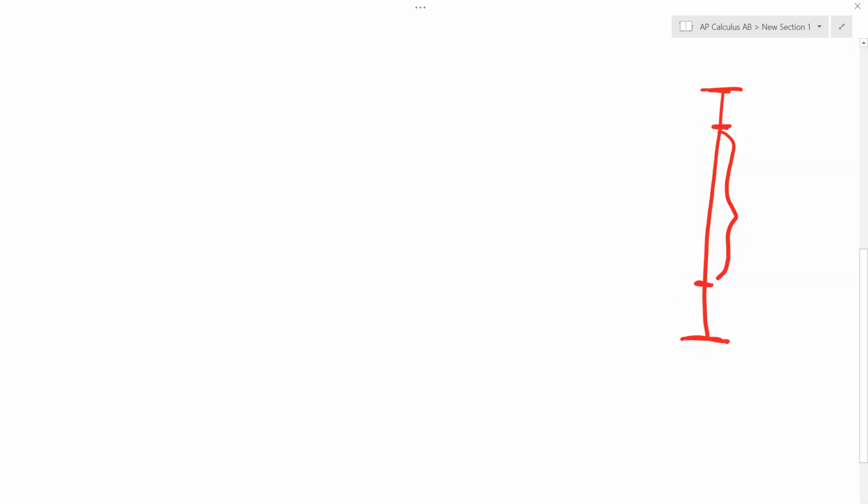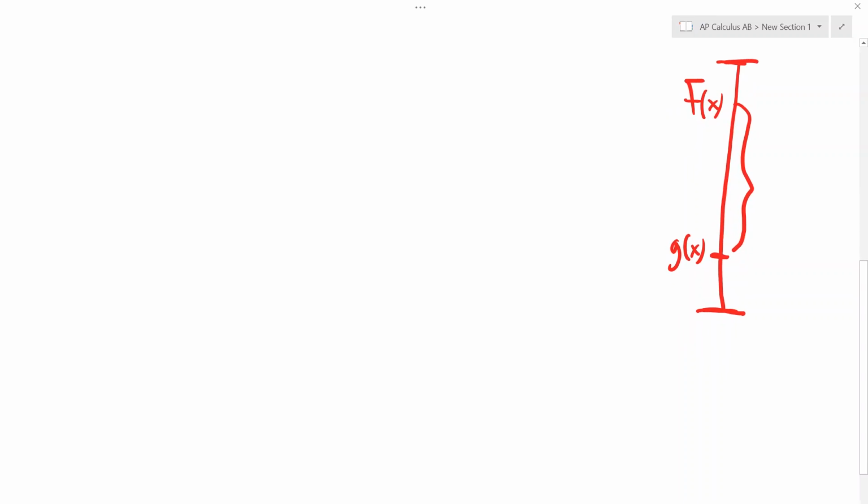What if instead of that being 12, it was A and that was B? Now how far apart are they? A minus B, whatever they happen to be. What if this top was some function that was changing and this bottom was some function changing? Now it's f of x minus g of x. Make sense? So, keep that in mind.